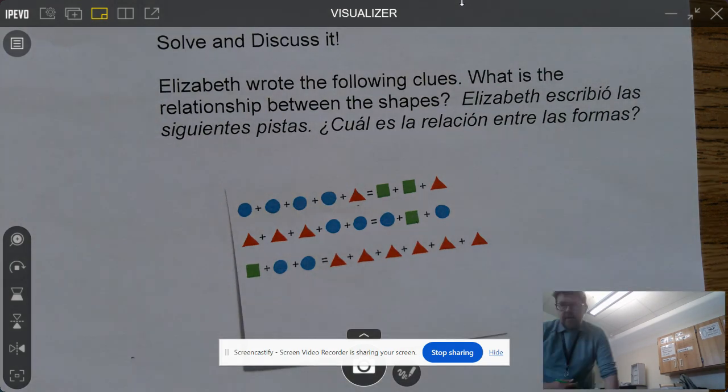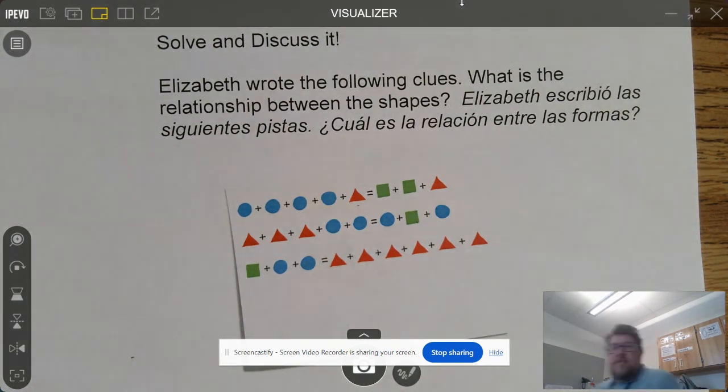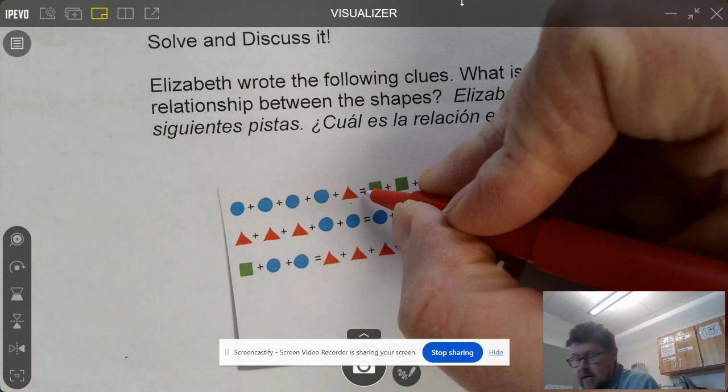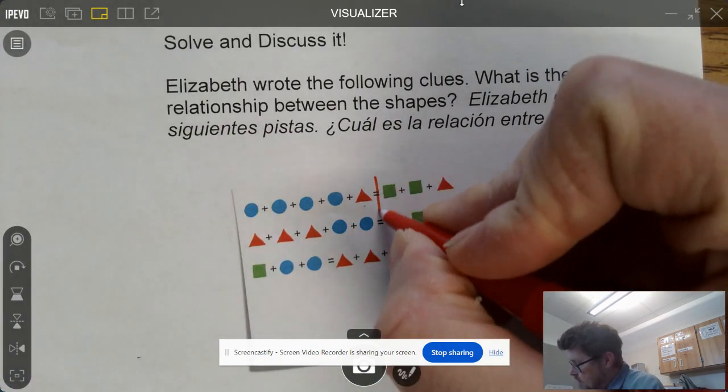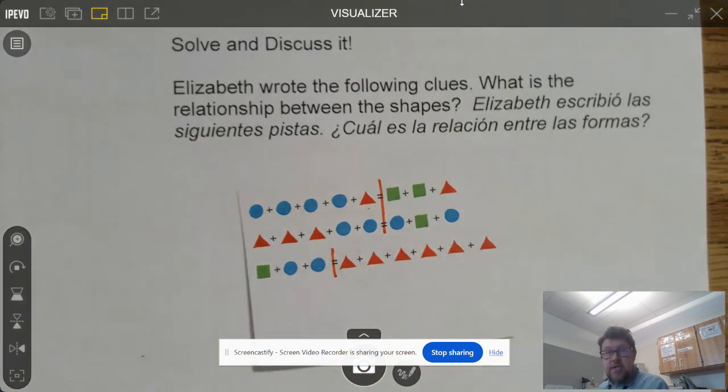All right, sorry. Okay, we got to figure out the relationships between the shapes. Basically, how much each shape is worth according to the other shapes, right? So what we can do here is we can basically cancel things out because we got an equal sign right here, here, and here. So these are technically equations, right? Let's kind of split them up and use that information to help us, right?